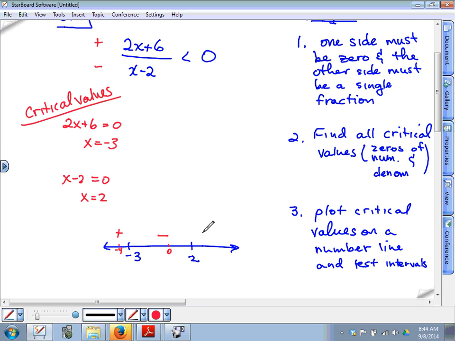Now 2, +2. Anything to the right of that would work. So let's do 3. +3. What are we going to get if we plug in a 3? Positive up there. Positive down there. Positive divided by positive is a positive.